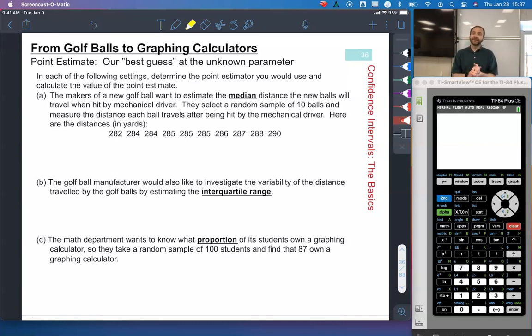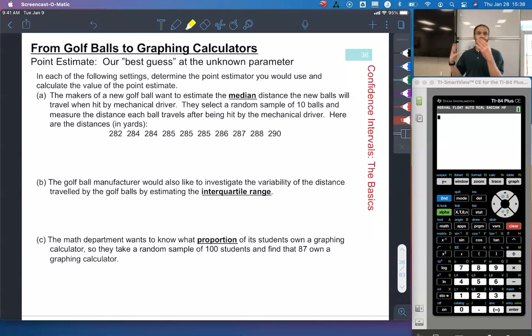And then the last one: the math department wants to know what proportion of students own a graphing calculator. So they took a random, look at that, random again, isn't that interesting, sample of 100 students and found that 87 own a graphing calculator. We want to know the true proportion. Of all students, what percent of them in the high school own a graphing calculator? I don't know. But I'm going to collect a random sample of 100. What should I use to estimate the true proportion p?